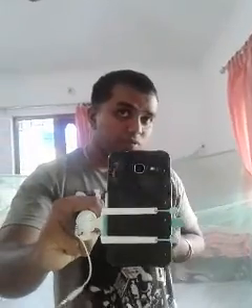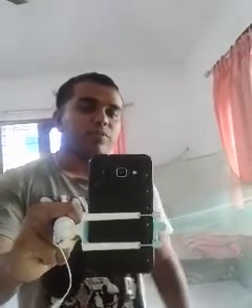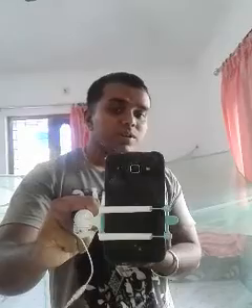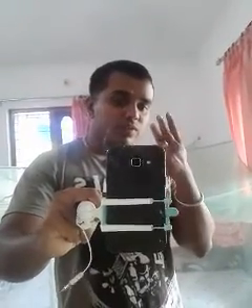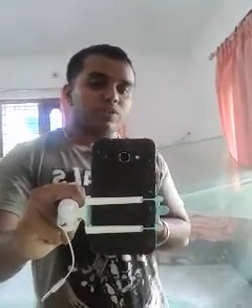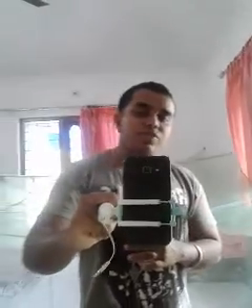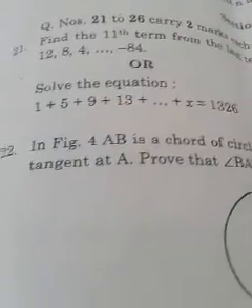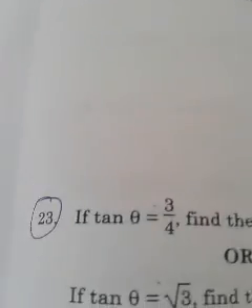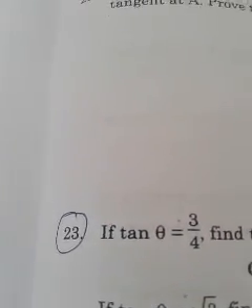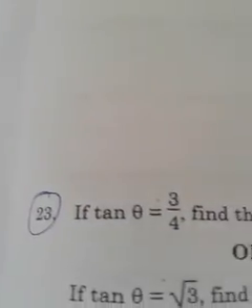As you know, in the last video we were discussing the 2020 March board exam question paper, and we discussed three questions from introduction to trigonometry under section A. Now let me start section B, and I'm going to select a question from introduction to trigonometry from section B. In that section B, I'm going to focus on question number 23, because that is one question from introduction to trigonometry.